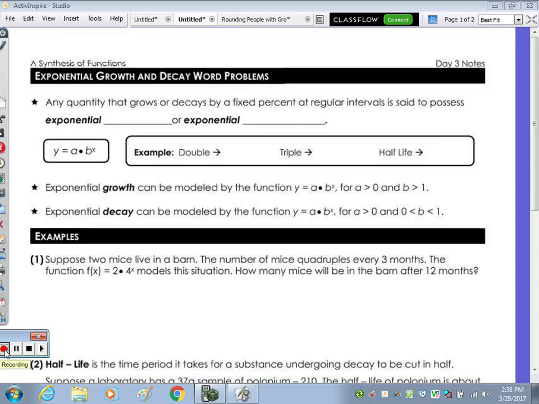At the top of the page, we're going to continue working with exponential growth and decay, but we're going to take a look at, in terms of the B value, what it means to double, triple, half-life, quadruple, and so on and so forth. Any quantity that grows or decays by a fixed percent at regular intervals is said to possess exponential growth or decay.